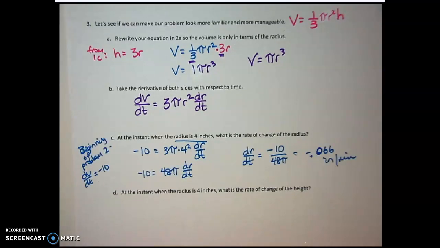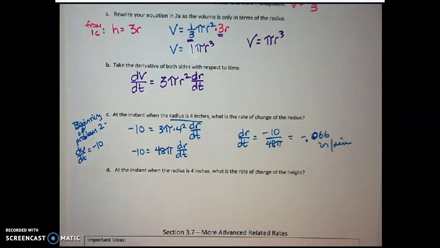So when we solve that, we get that the radius is changing at a rate of negative 0.066 inches per minute. Okay, so part D: at the instant when the radius is 4 inches, what is the rate of change of the height? So we can go through this whole process from part 3 again. Go back up to part A and write the volume in terms of the height, so replacing the r with 1/3 h. Go ahead and differentiate that.